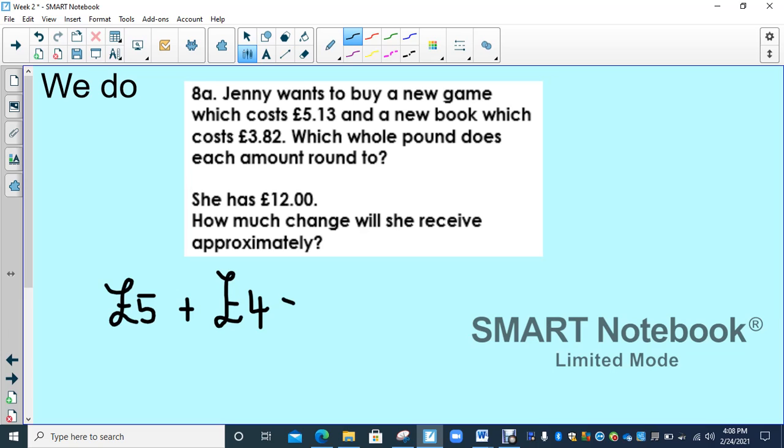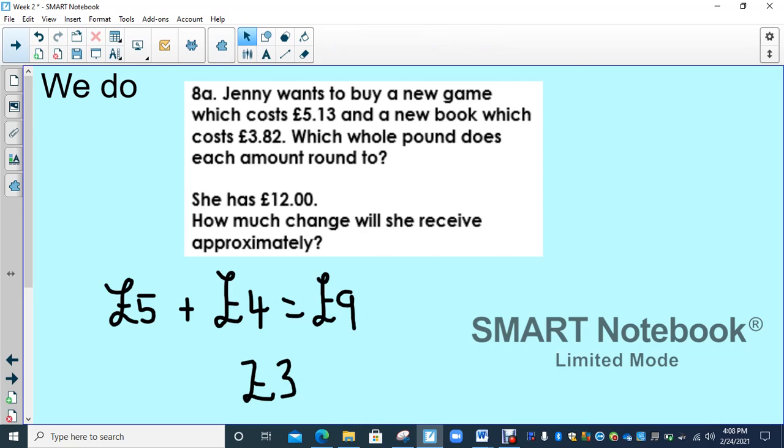Now I need to add these two amounts together, which costs £9. Then I need to find the difference between £9 and £12 to find out how much change she will receive, approximately. Now I know that I can count up from £9 to £12. Count with me: 10, 11, 12. So that's £3 change that she will get, approximately. So there we have it. We've broken that down into 2 steps.